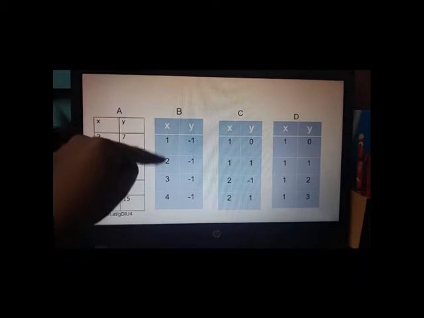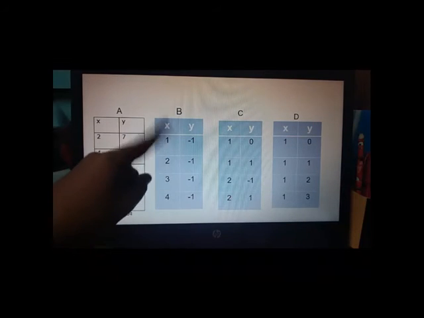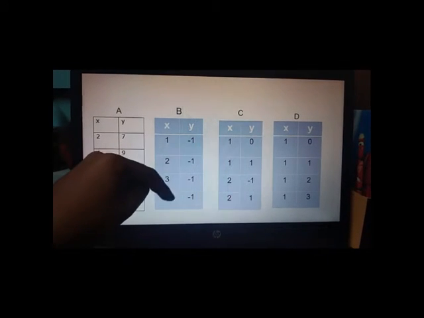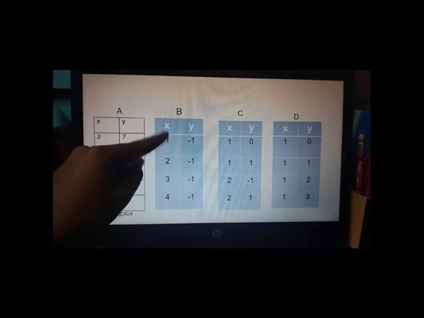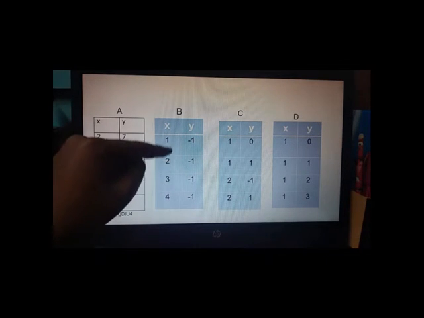How about this one? 1, 2, 3, 4. Though we have the same value in our y, in our range, this is a many-to-one correspondence. So, this is a function.